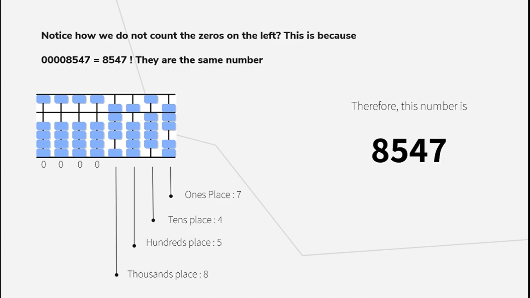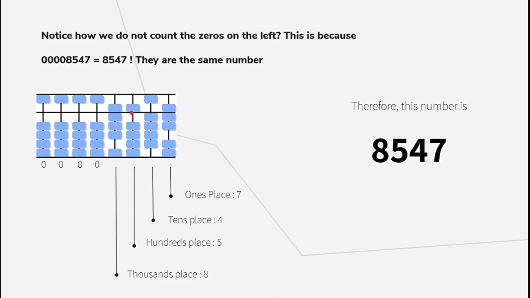Now, let me go through some examples of counting numbers. Please rewind the video and refer to the previous slides if you cannot remember the digit placements of the abacus. Over here in this abacus, in the thousands place, we have an 8. 5 plus 3 1 bits gives us a value of 8. In the hundreds place, there is a number 5. We have 1 5 bit that's pushed down and is touching the crossbar now.